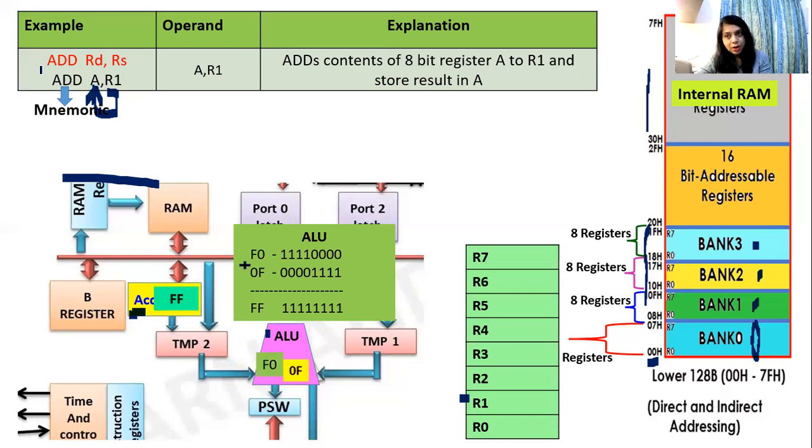Now, what is this part of instruction known as? This part of instruction, that is add, is known as mnemonic. Mnemonic is an English-like word that makes it easy for us to understand what this instruction is about. What is this RD, RS? This is the operand part. This particular part of the instruction is known as the operand part.